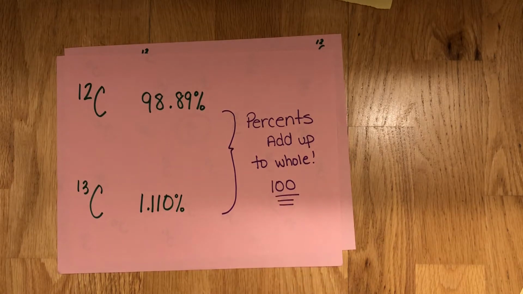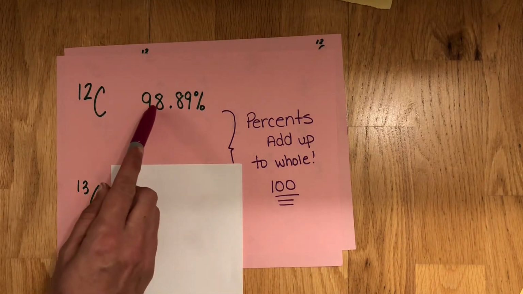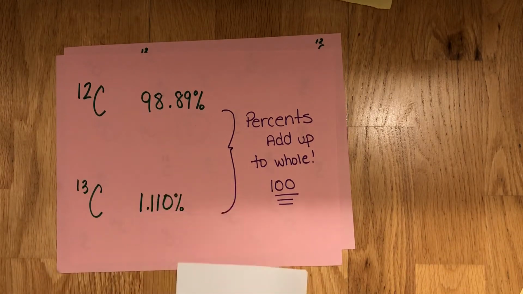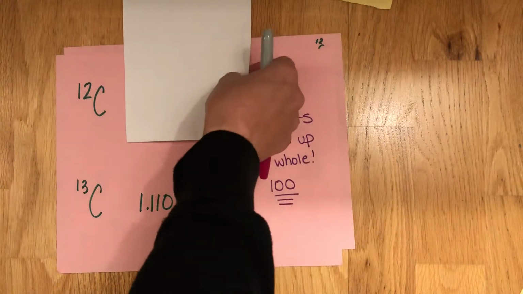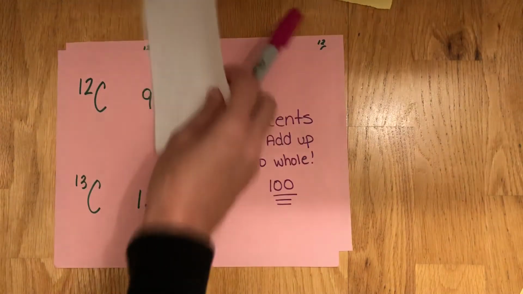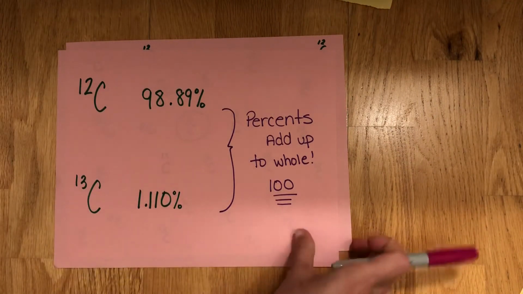So if at any point you're given a problem and they don't tell you a percentage, but you have the other, you can always subtract 98.89 from 100 to get the remainder. Same thing with this top. If they tell you this percentage, you could subtract this from 100 to get the remainder of the percentage. That's really important. Make sure you write that down, okay?